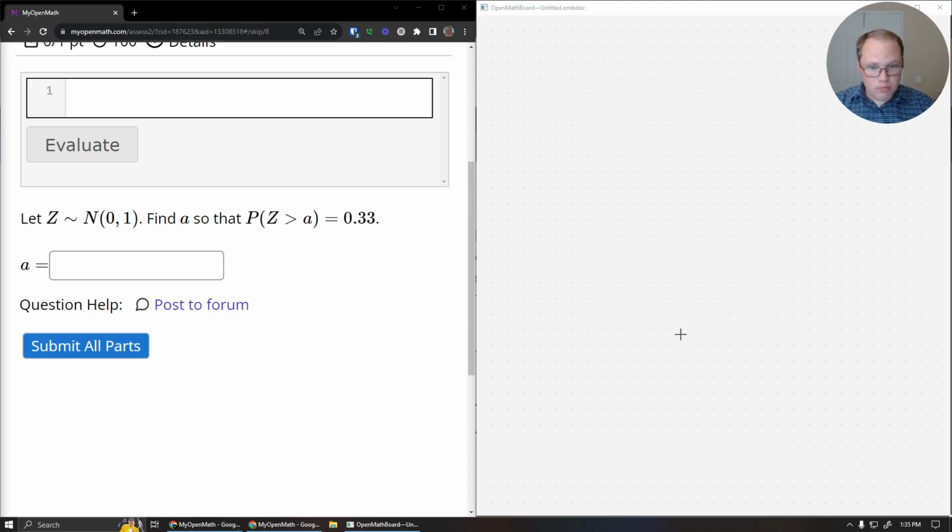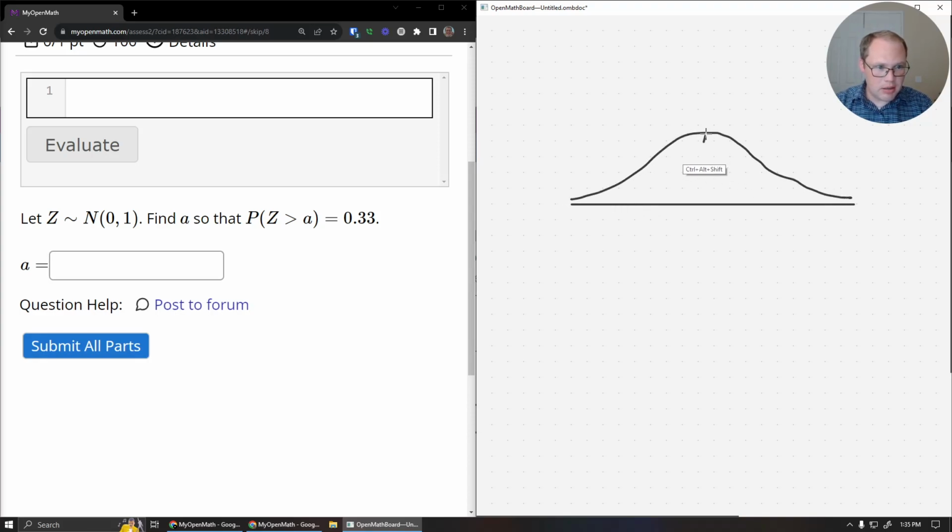So we'll again start by sketching a picture of what we're dealing with. Always a good starting point. Okay, so rough, ugly looking bell curve, does not need to be pretty. We just need to get an idea. Standard normal distribution, so mean is 0. And we are looking for some value A so that the probability that Z is greater than A is 0.33.